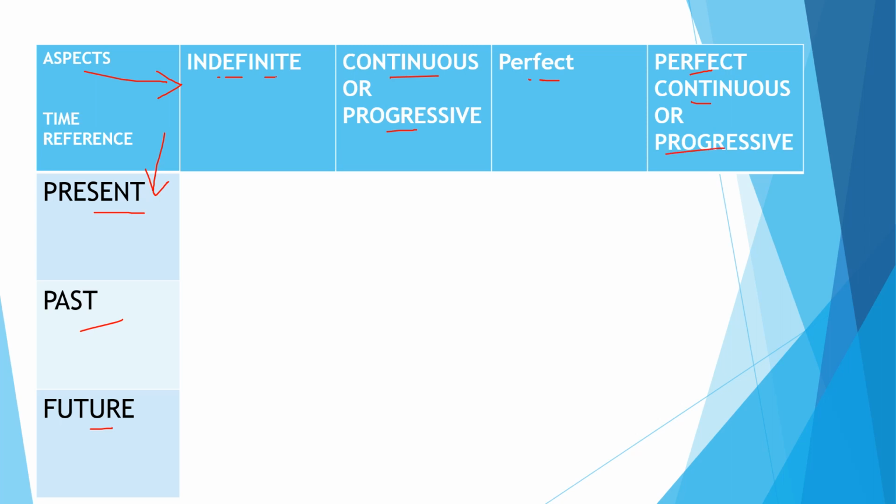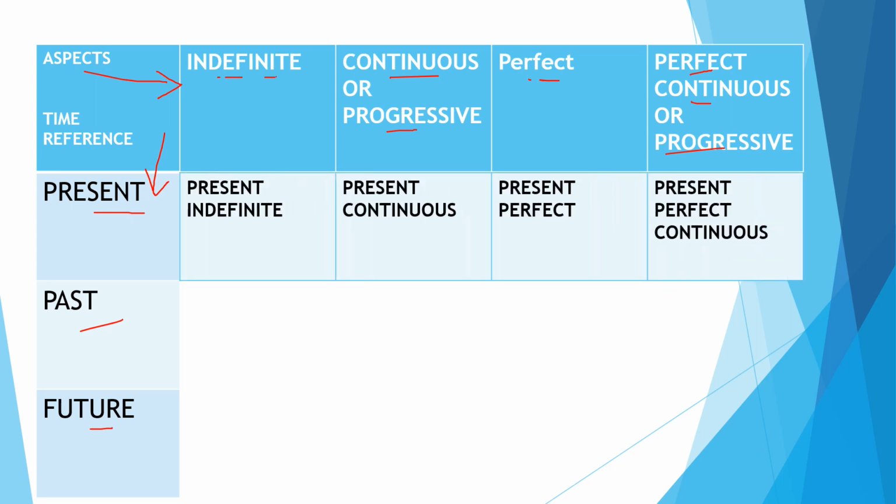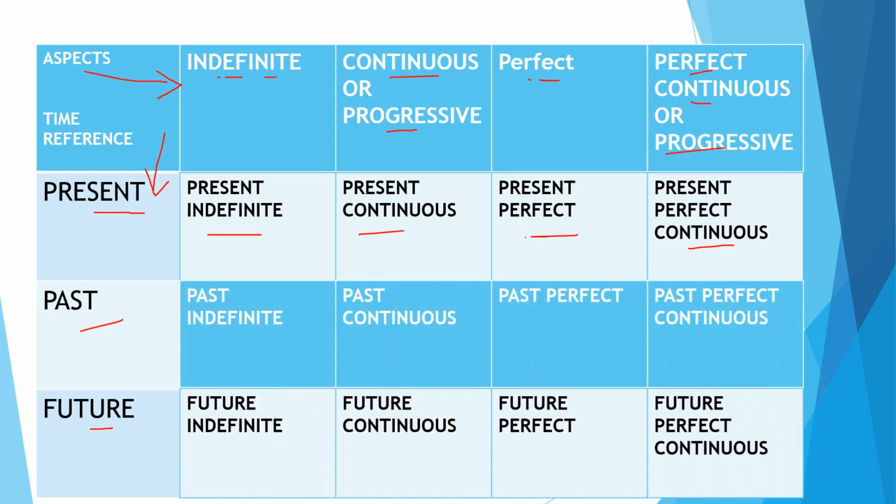When we combine the time reference with the aspect, we make four further types of tenses. If we combine the present time with the aspects, then we get present indefinite, present continuous, present perfect, and present perfect continuous tense. Similarly for the past tense and also for the future tense. So in total there are how many? 12 tenses. So first we will read about the present tense, present indefinite tense, then we'll continue with the other tenses.